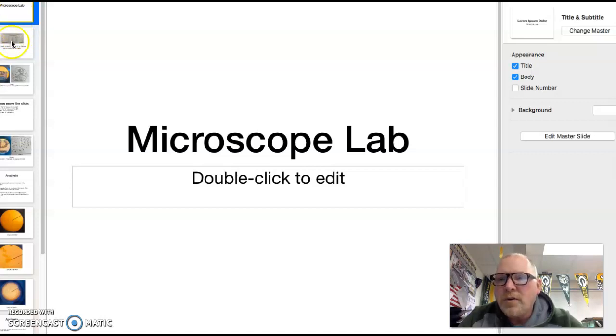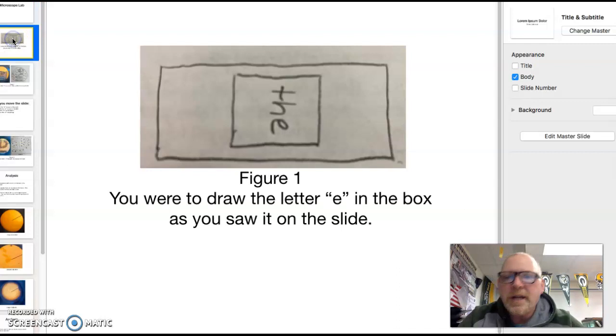So the first thing was you had to take a newspaper or a magazine and cut out the letter E and then prepare a slide with it by putting the slide down, putting a drop of water, placing the letter E on it, and dropping a cover slip on it at a 45-degree angle.